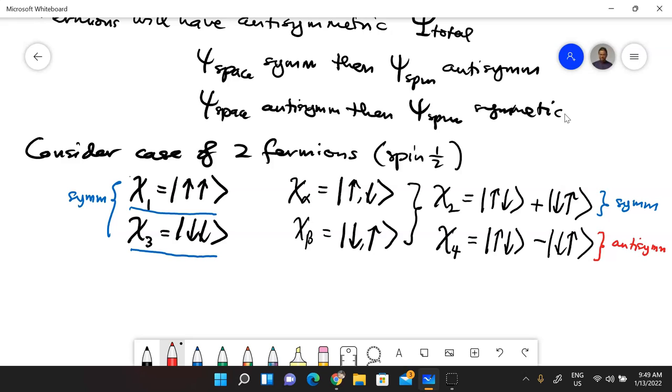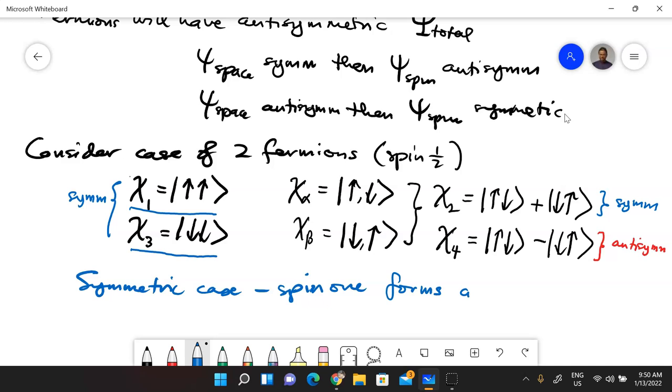So remember that the spin states could be either anti-symmetric or symmetric. Okay, so that's what I'm trying to say. So the symmetric case, I'll write this in blue just to correspond to that. The symmetric case has spin 1. To understand this, you probably need to learn advanced quantum mechanics. You can actually show this. Spin 1, and this forms what we call a spin triplet.